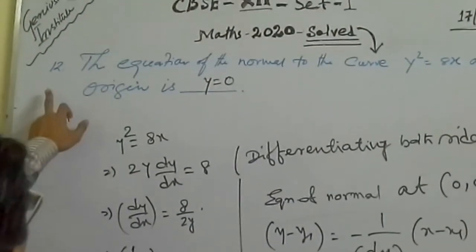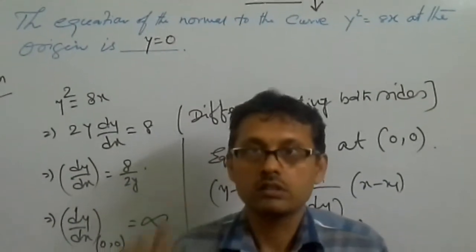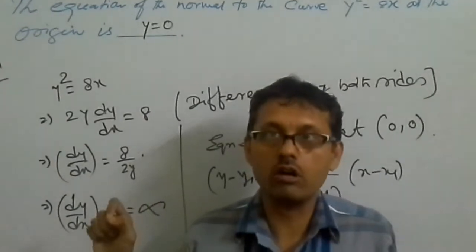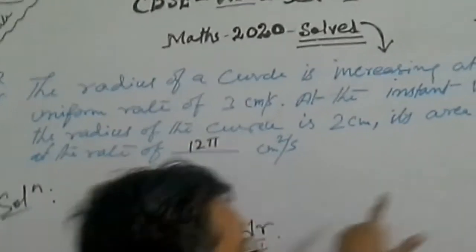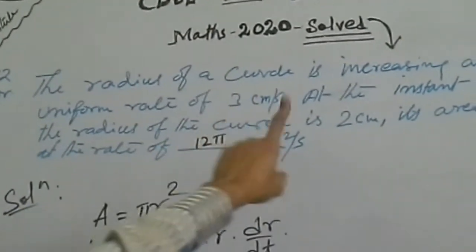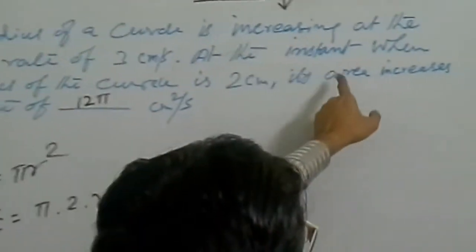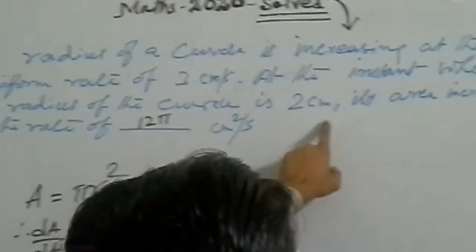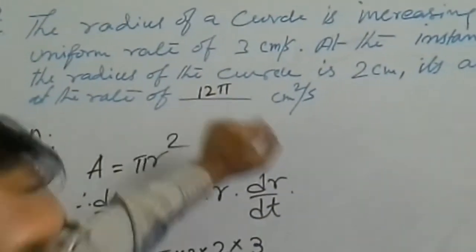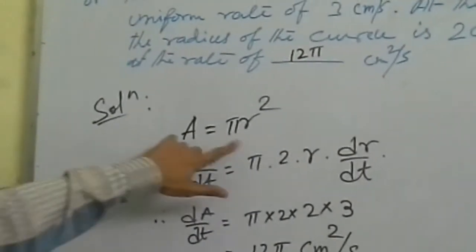So move on to question number 12, the OR part. Let us start the additional part, which is OR of question number 12. The question is given: the radius of a circle is increasing at the uniform rate of 3 cm per second. At the instant when the radius of the circle is 2 cm, its area increases at the rate of, the answer will be 12 pi centimeter square per second. Solution is A equals this, dA by dt.